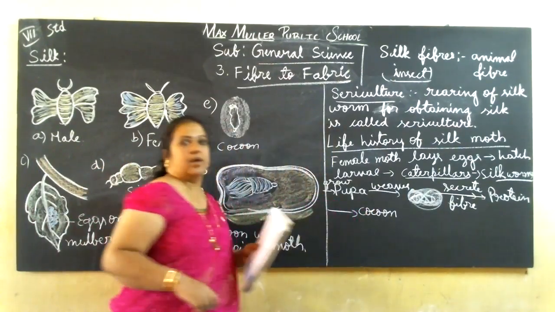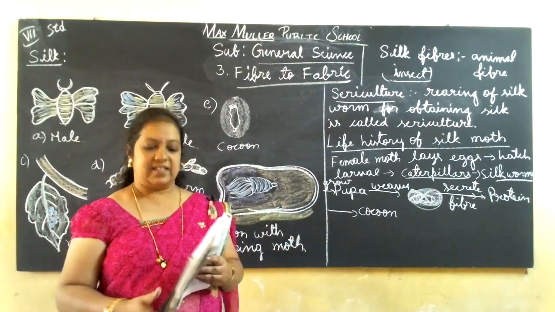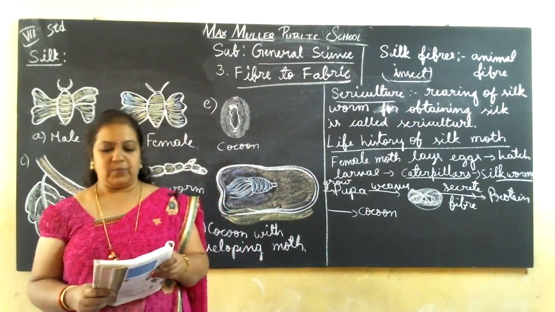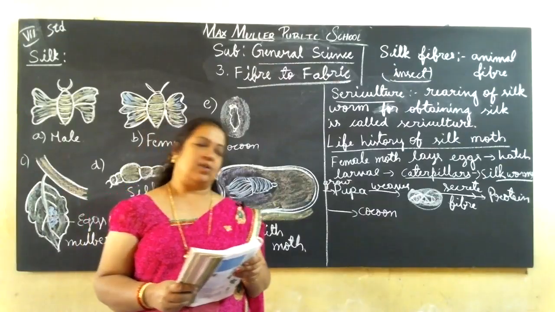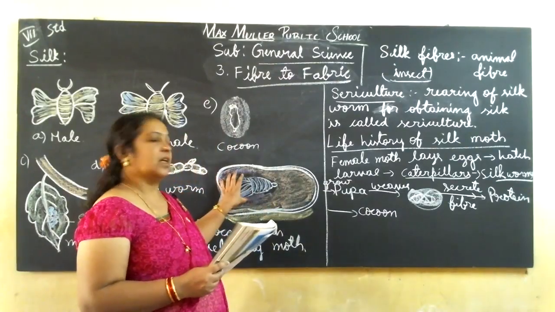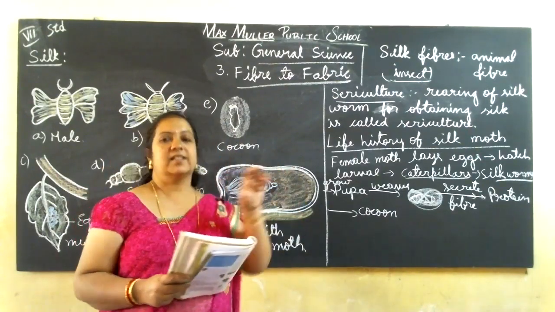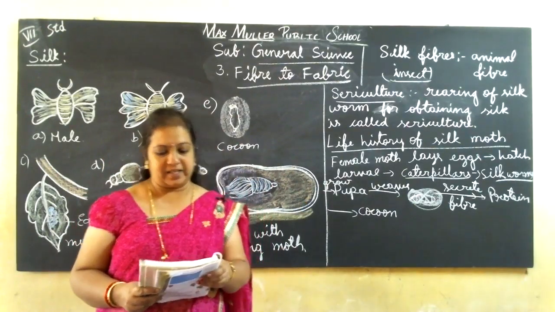Cocoon means a shell-like structure inside which the insect is sitting. Got it? So the further development of the pupa into the moth continues inside the cocoon only. Inside this cocoon, the pupa stage develops into the insect stage itself.